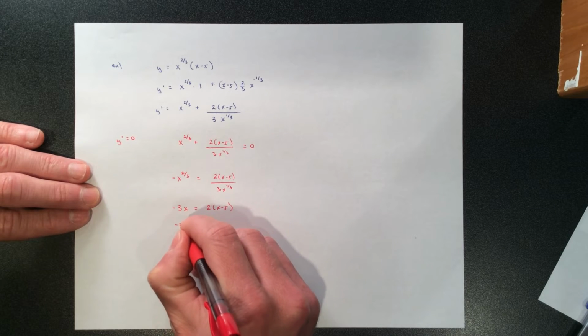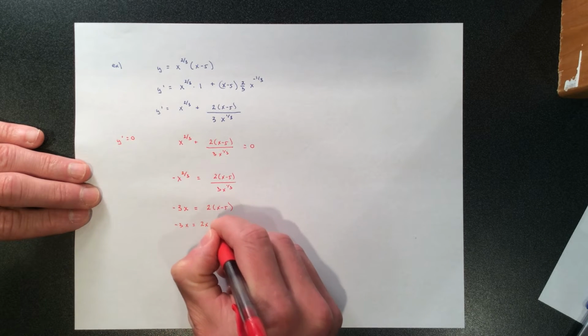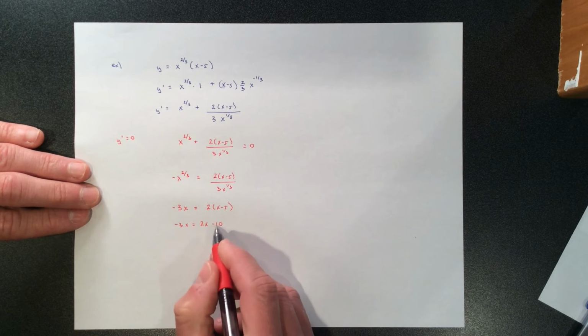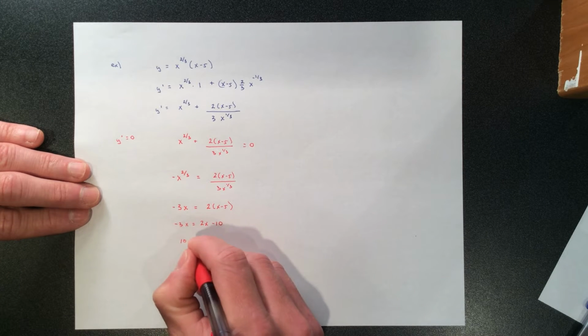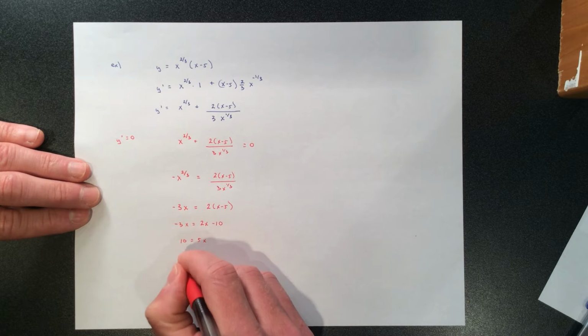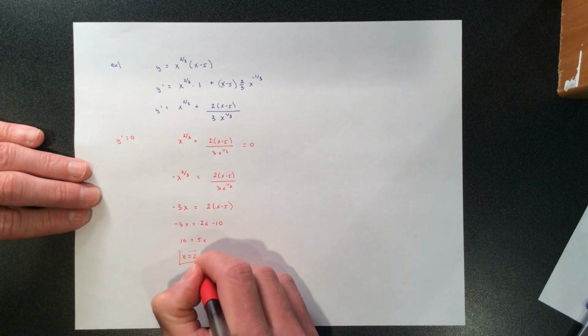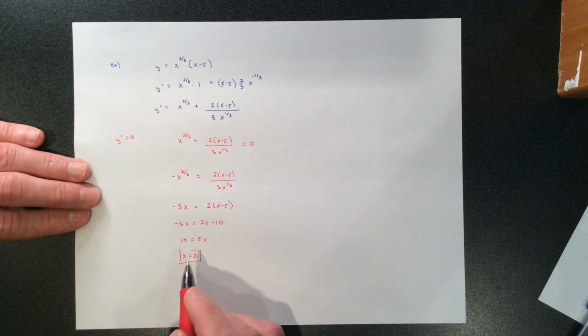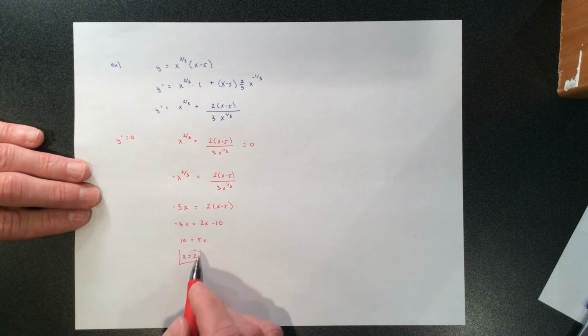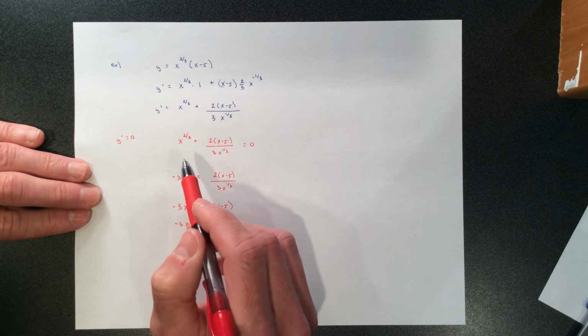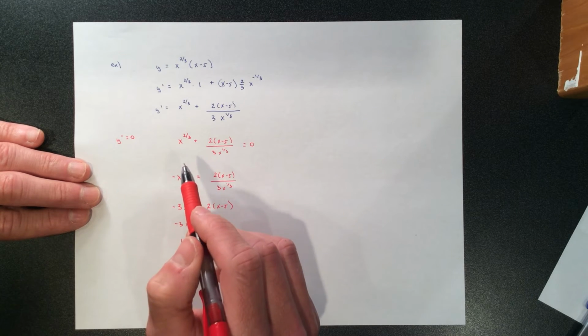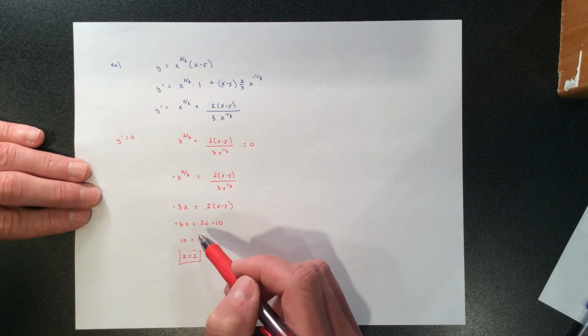I'm going to go ahead and distribute that. And then I'm going to add the 10 over to here, add the 3x, and I get, nice, easy, x equals 2. So x equals 2 is an x value that makes the derivative not exist. Okay? Everyone kind of see this so far?